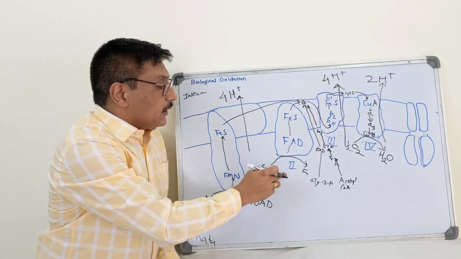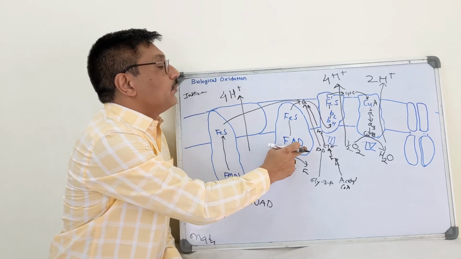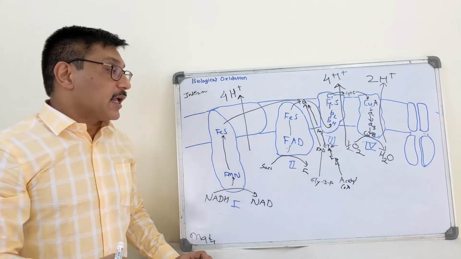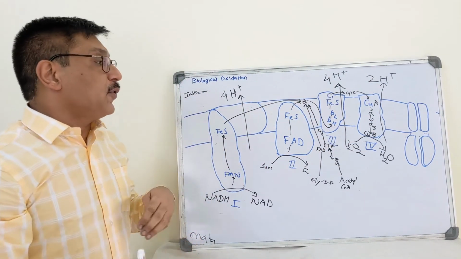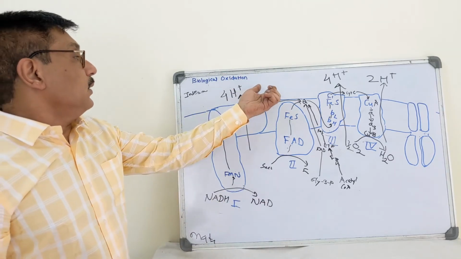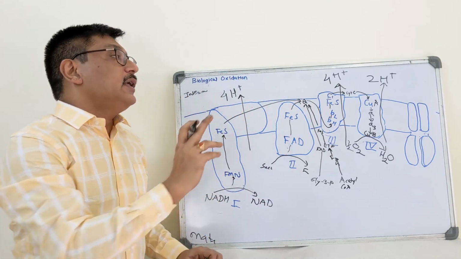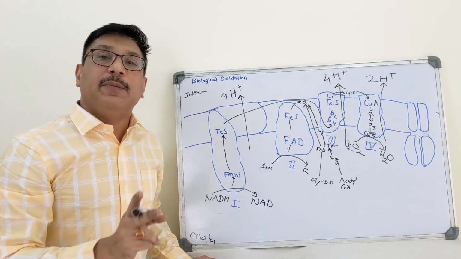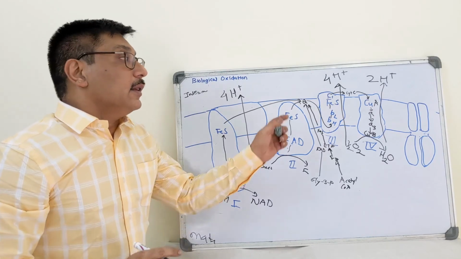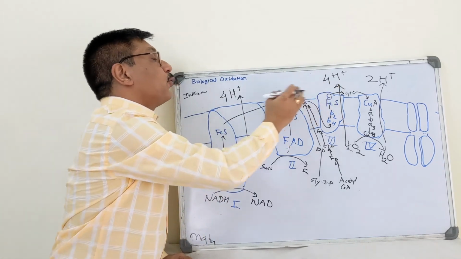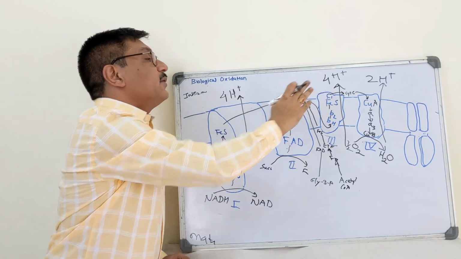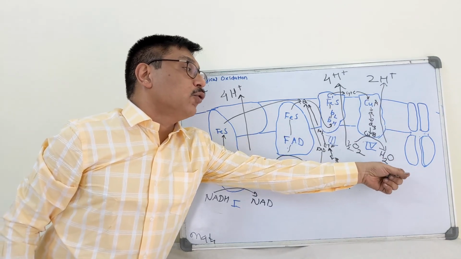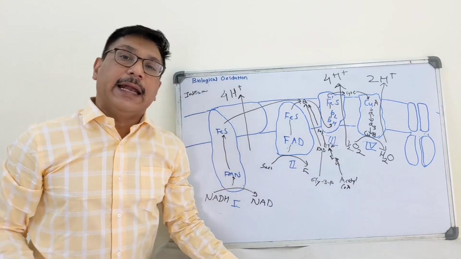When substrate is using FAD, then only 6H+ ions are transferred from matrix to the intermembrane space, and these 6H+ ions can produce 1.5 ATP. These H+ ions in the intermembrane space form a gradient and they will produce ATPs through this fifth complex, that is ATP synthase.